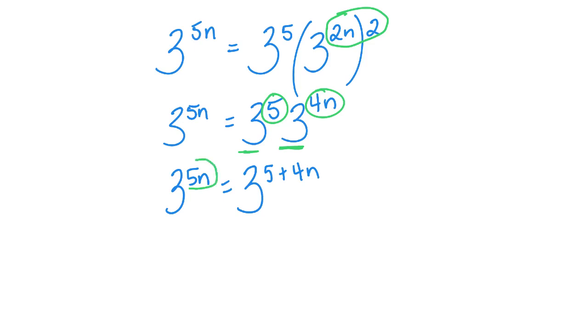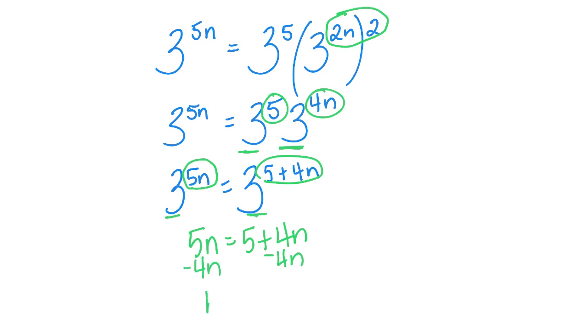And remember, I can make these equivalent to each other because we have the exact same bases. So 5n is equal to 5 plus 4n. When I subtract 4n from each side, n is equal to 5.